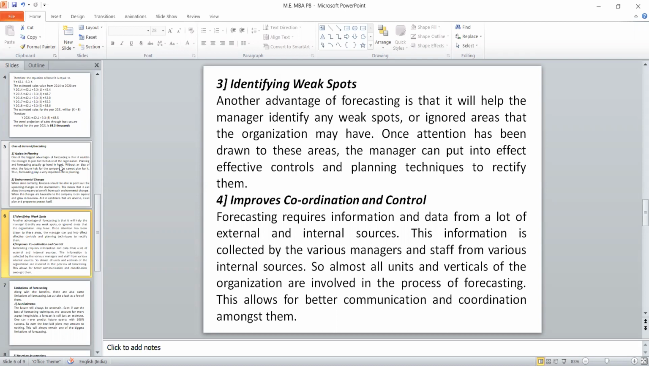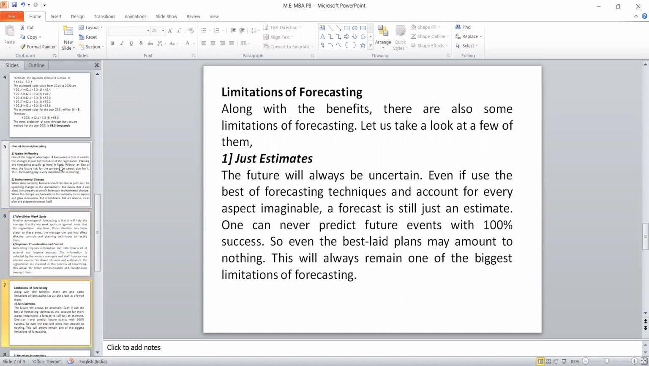So all these things are some of the advantages, because it's very general. I have given some two or three points. You can even write on your own what you feel. Nothing wrong in it. Then, what are all the limitations of demand forecasting?